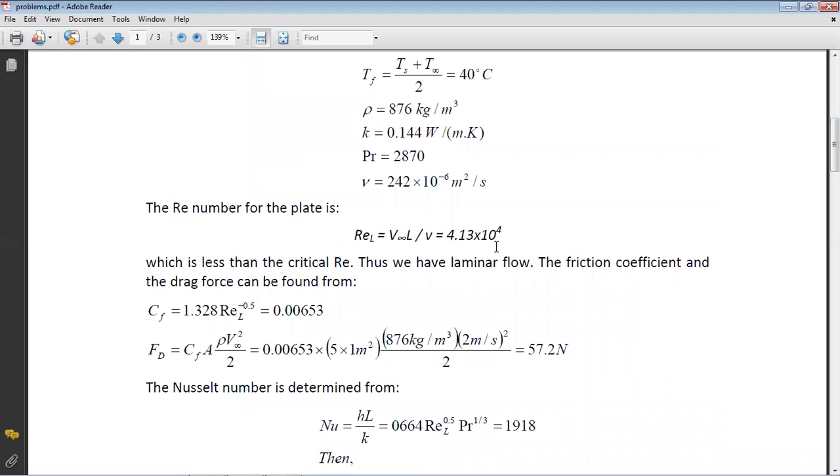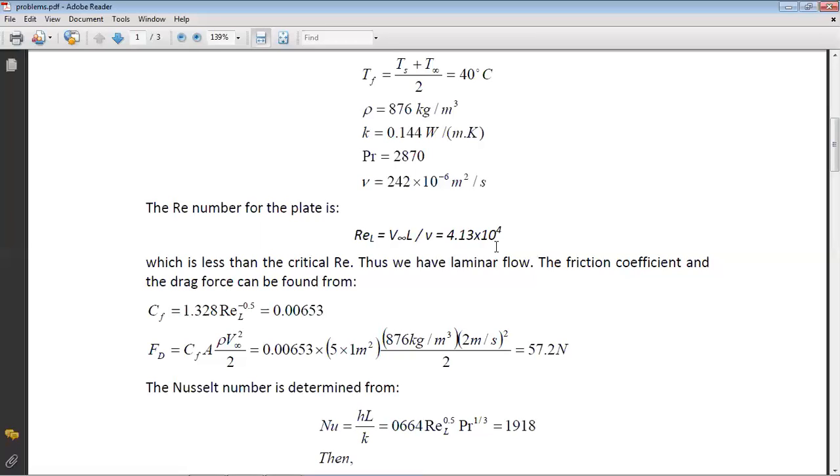Next, in order to calculate the drag force, we have the formula: drag force FD is equal to CF into A into rho V square by 2.